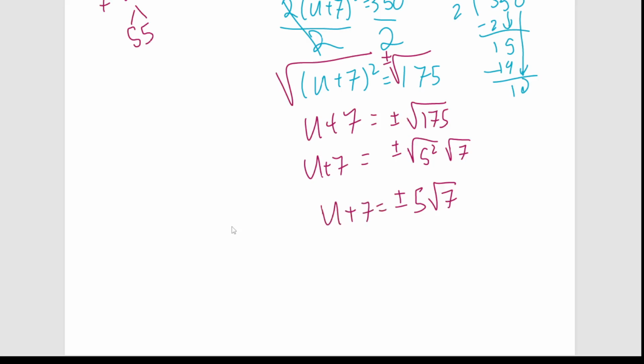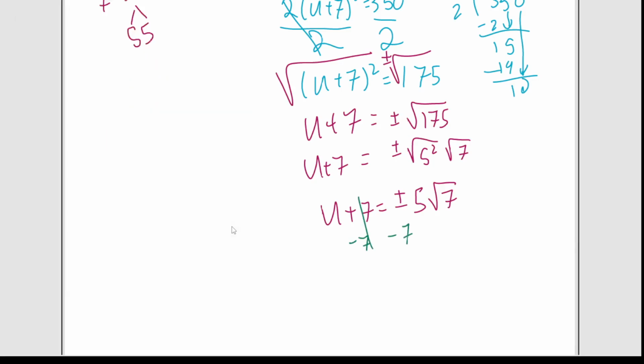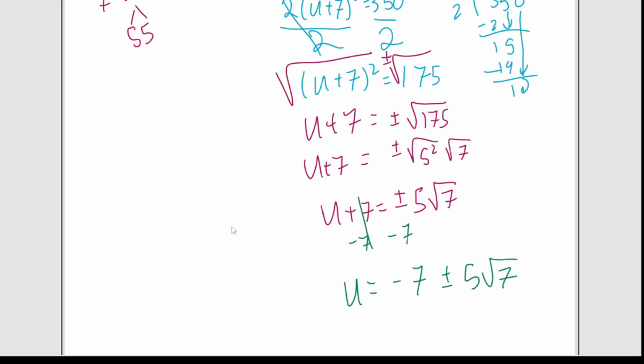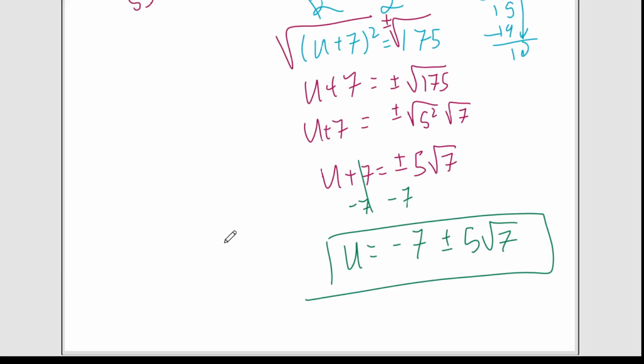And then as our final step, in order to get u by itself, we're going to have to subtract 7 from both sides. And that negative 7 is just going to be chilling on the outside. You can't combine it with the 5 because the 5 is being multiplied by the square root of 7, and you can't move it underneath the root because that 7 is currently not in a root. So that would just be your final answer. u would be equal to negative 7 plus or minus 5 times the square root of 7.